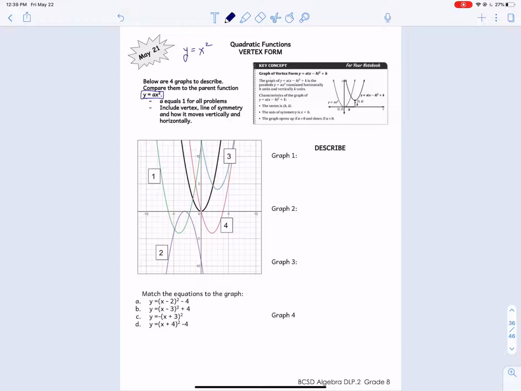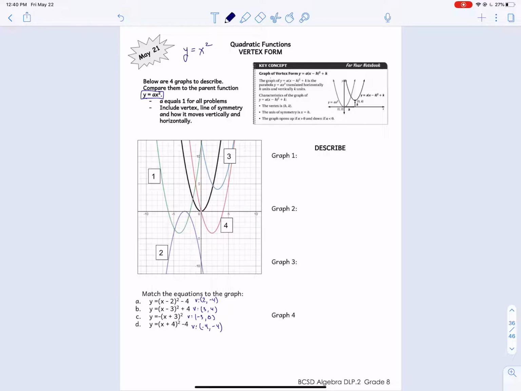Okay, so the first one, A, is y = (x − 2)² − 4. I'm just going to write the vertex for each of these, and I think that's going to help us identify them. So this would be (2, −4). The second one is at 3, remember changing the signs of the x value, so (3, 4). And the vertex for this one is (−3, 0), because if there's nothing else, then it's 0. And then the last one is (−4, −4). Okay, so this should help us identify things a little bit easier.